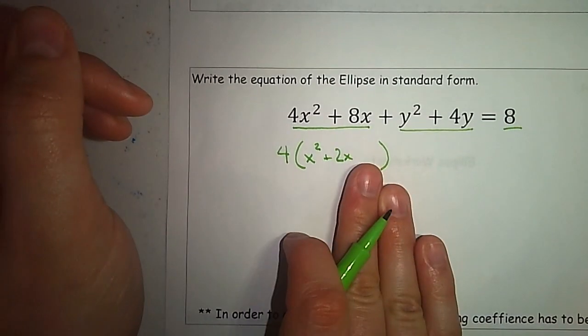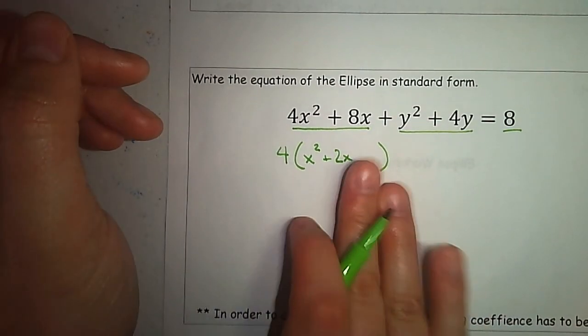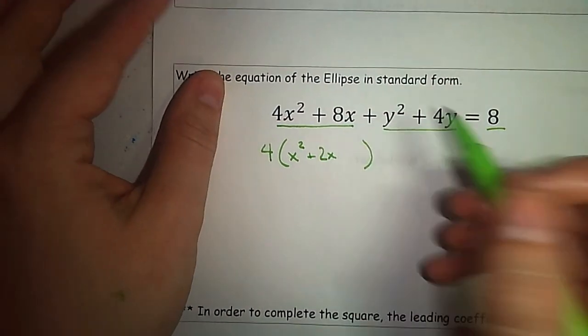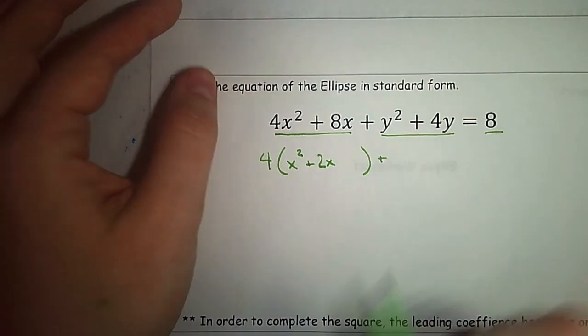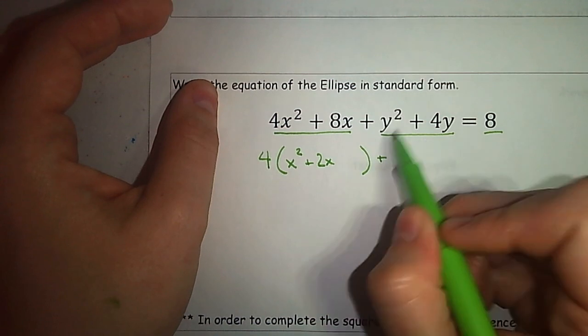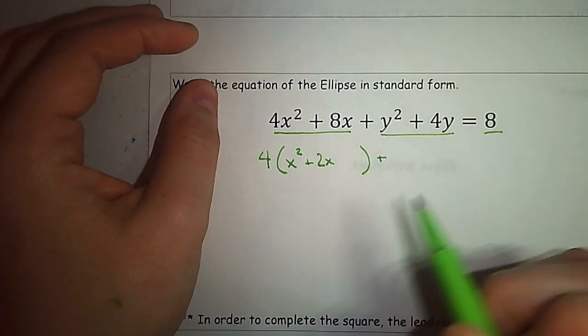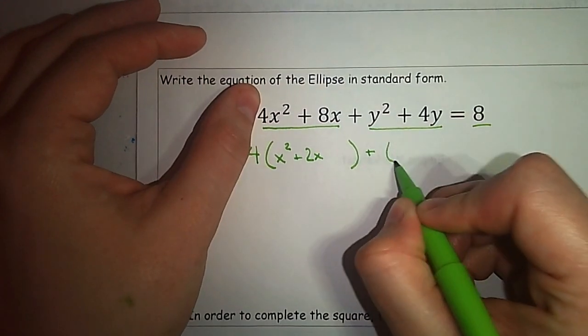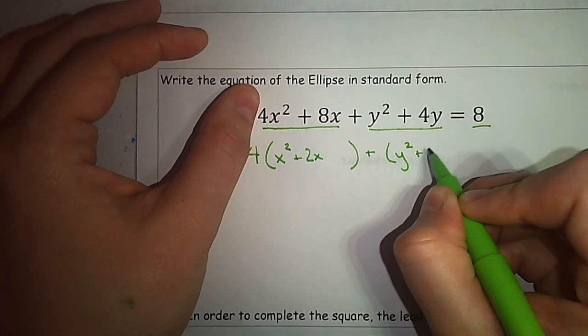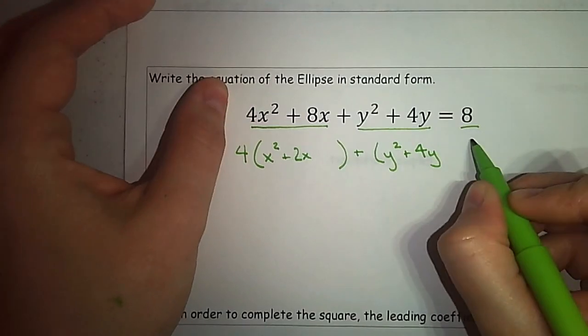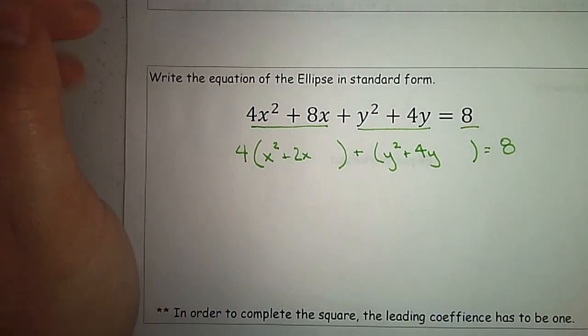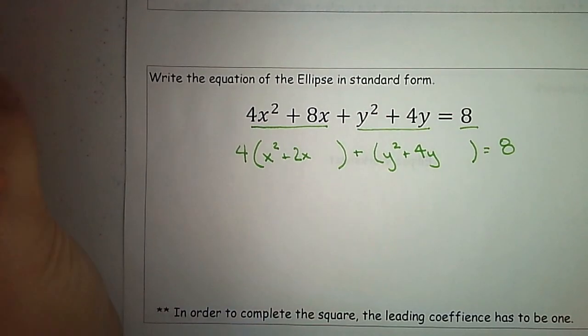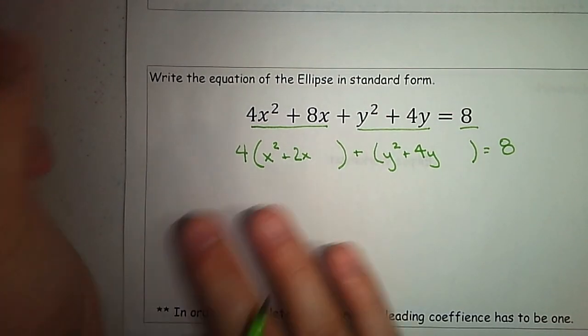Notice I made some space here just because when I complete the square, I know I'm going to have to add a number. And if we look at this one, the y's, I already have a leading coefficient of 1 here, so I don't need to worry about taking out a GCF at all. Again, I'm going to leave a little bit of space for when I complete the square. All right, so let's go ahead and do it.